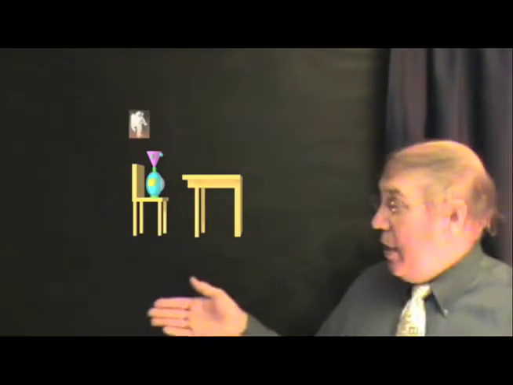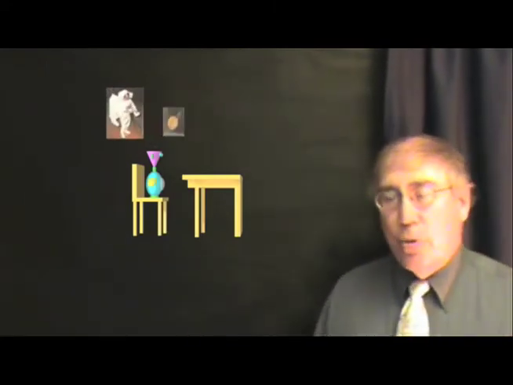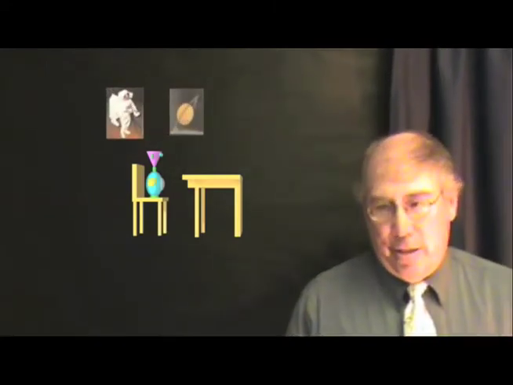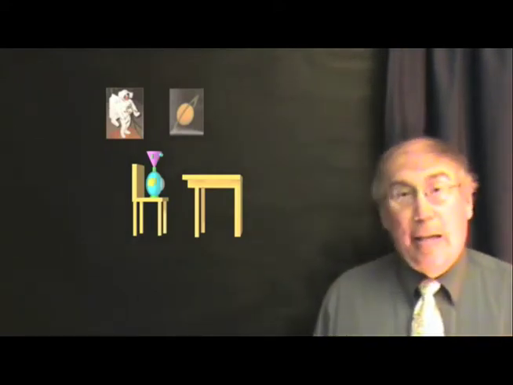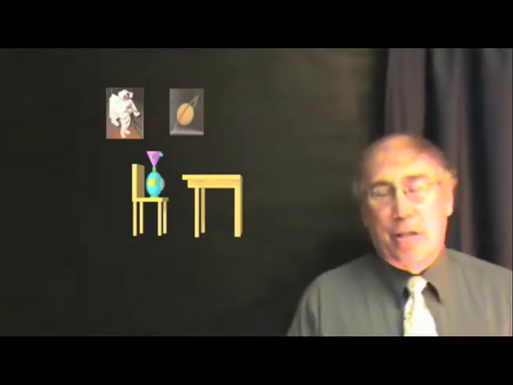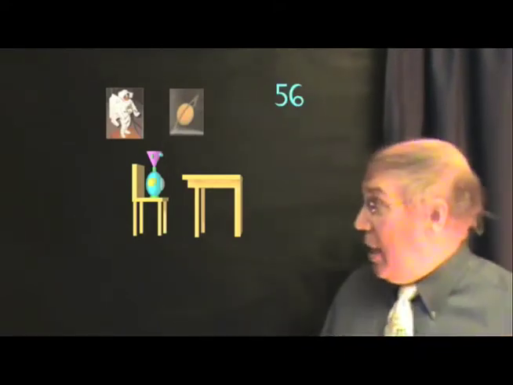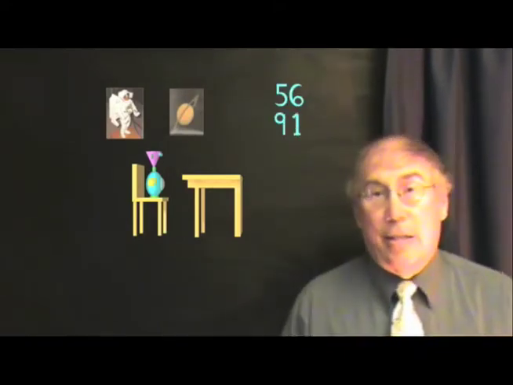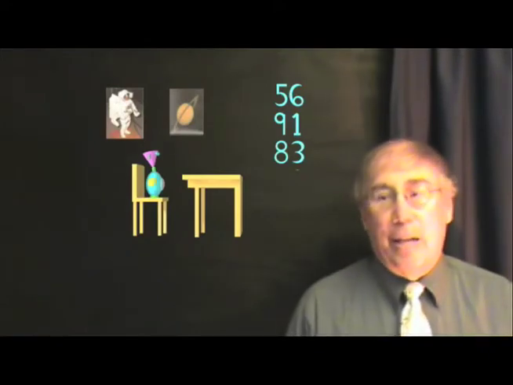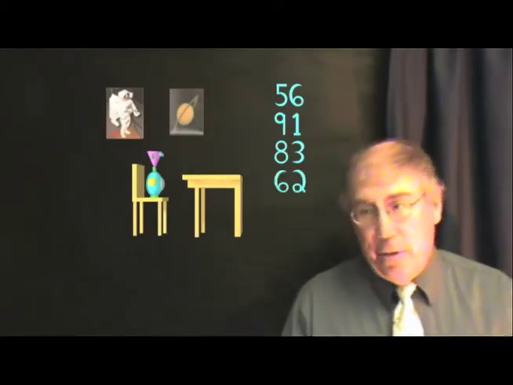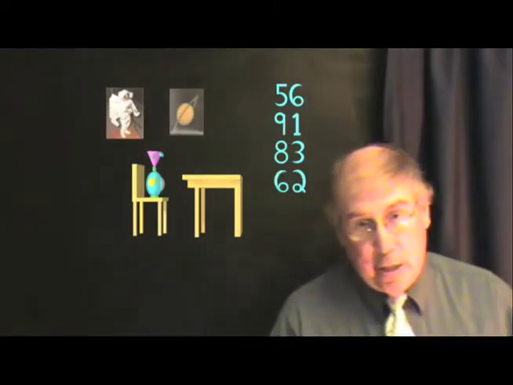Okay? Now, let's do an application problem. Here is Gilbert, and he's in school, and he's studying science. Now, he's already taken some tests. On the first test, he has gotten a 56. On the second test, he's got 91. The third test, an 83, and the fourth test, a 62.